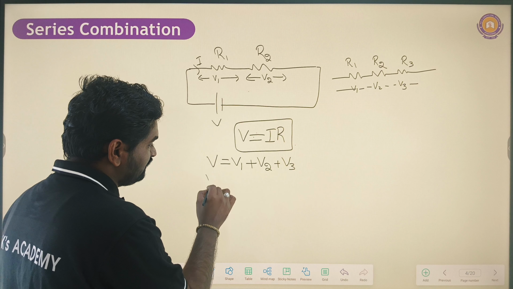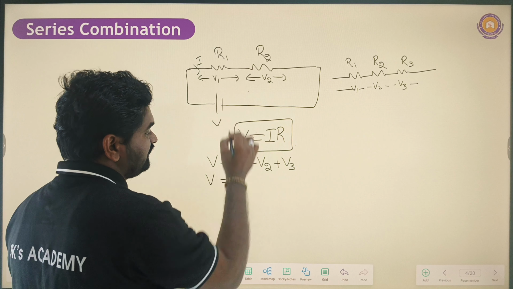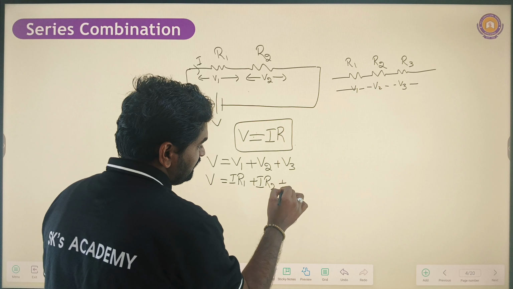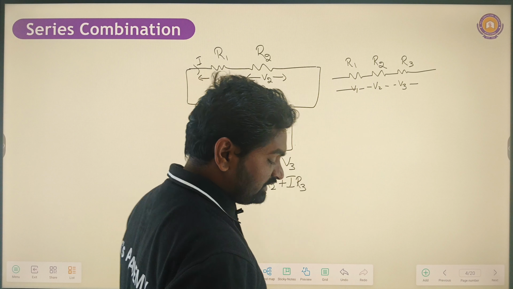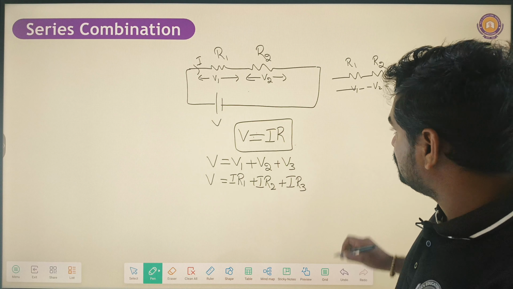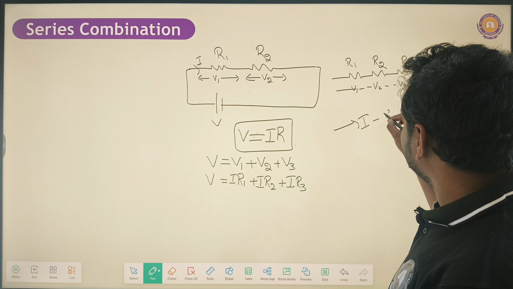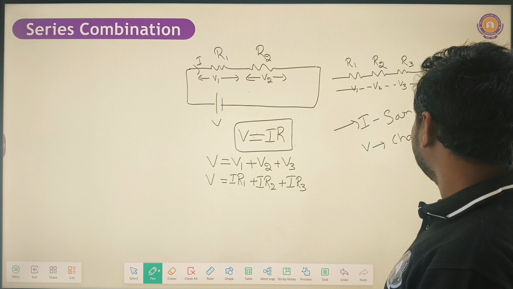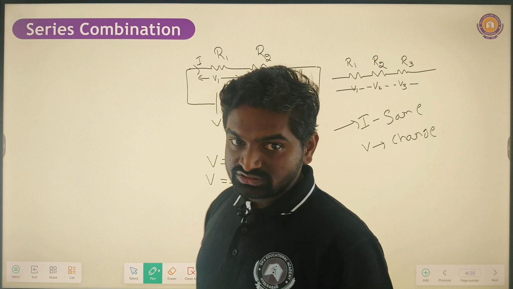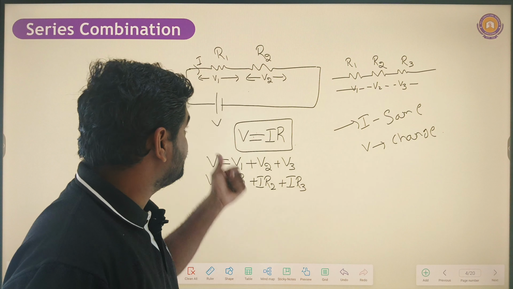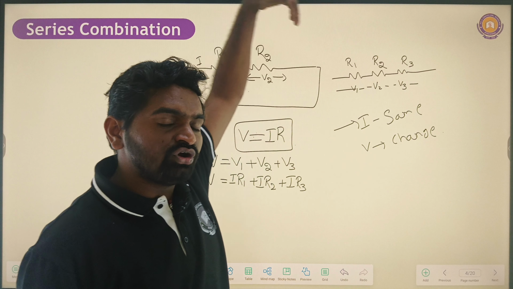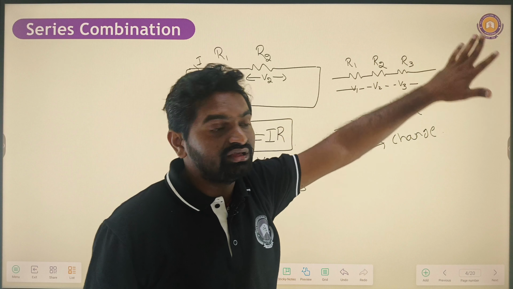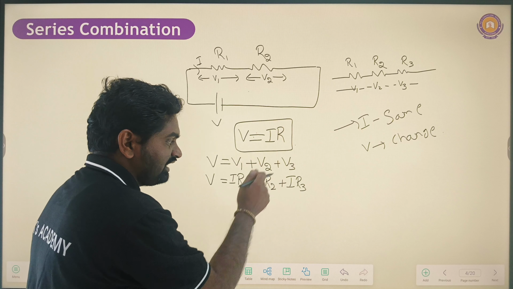So according to Ohm's law, V is equal to I into R1 plus I into R2 plus I into R3. Remember one thing: in a series connection the current is the same, no change, but the voltage changes. That is why, even with 100 resistances in series, the current through all of them is constant, only I. So V is equal to IR1, IR2, IR3.